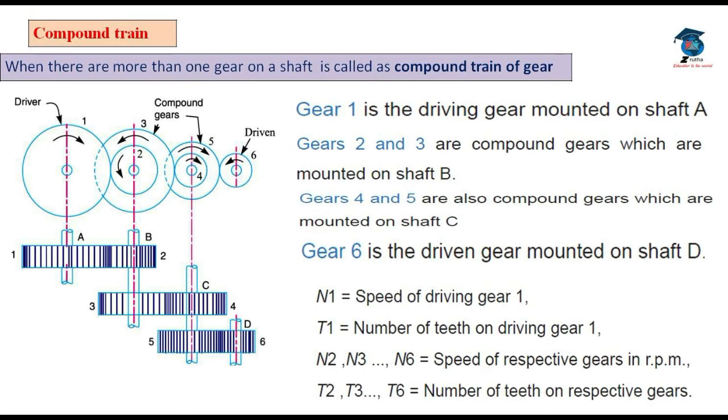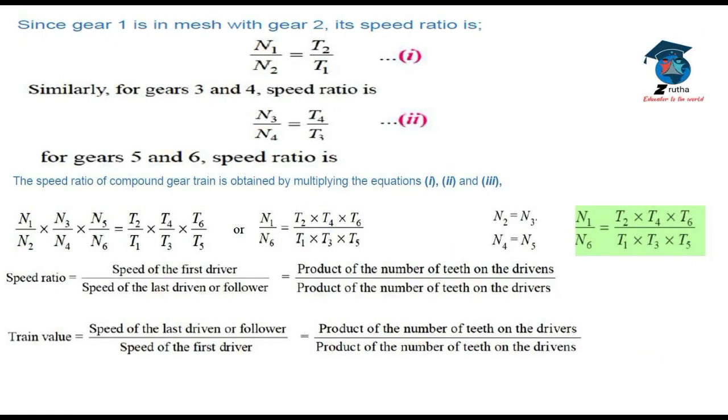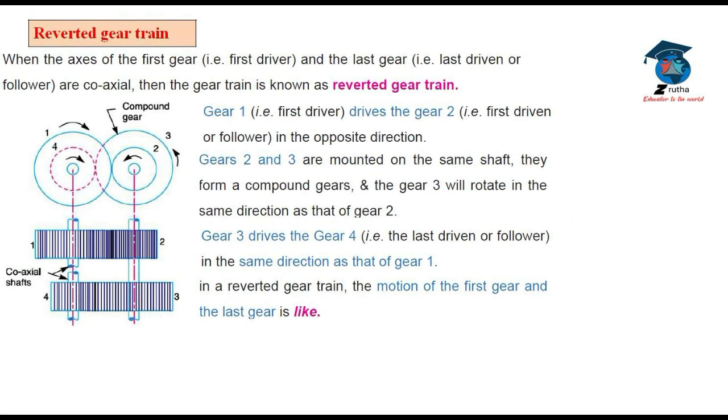In order to find the speed ratio, the equation is given like this. Speed of the first driver divided by speed of the last driven or follower is equal to the product of number of teeth on the drivens divided by the product of number of teeth on the drivers. Therefore, from the given example, speed ratio N1 by N6 is equal to T2 into T4 into T6 divided by T1 into T3 into T5, where N is the speed of the respective gear and T is the number of teeth on the respective gears. Reverted gear train.